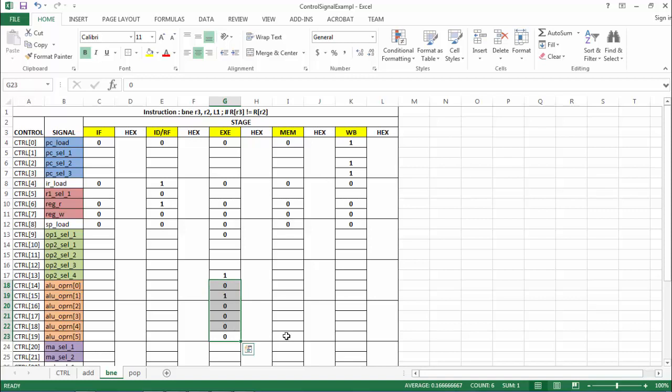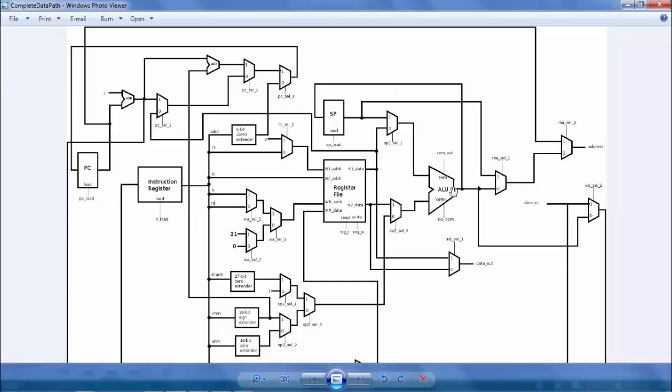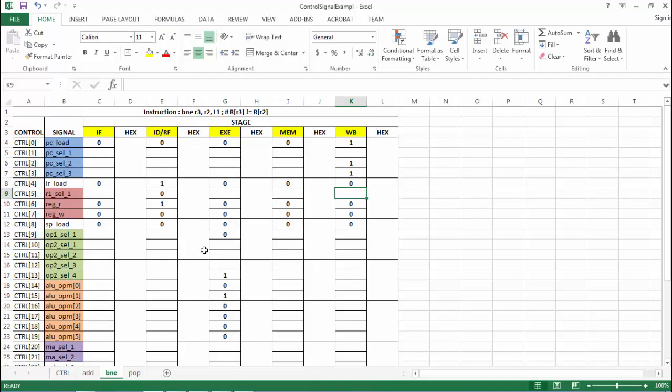Now ultimately, we need to keep that result till the write back stage, because we are using that result, that flag, to generate a control signal during the write back phase for the program counter load to the branch address, right? So we must hold this ALU operation configuration till write back. So we are just keeping it. We are just keeping this guy.